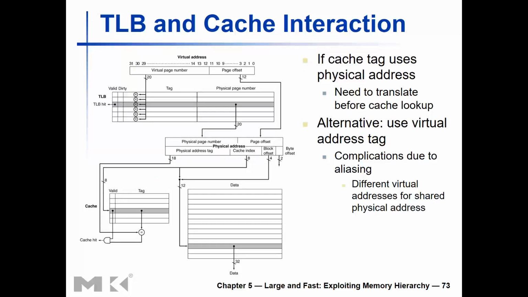Now, the question is, does the cache system use the physical address or the virtual address? So this is the cache subsystem here. Okay, this is the cache. You can see we're getting cache index, tag, block offset, byte offset, all that. What does it do? Preferably, the cache is better to use physical address.